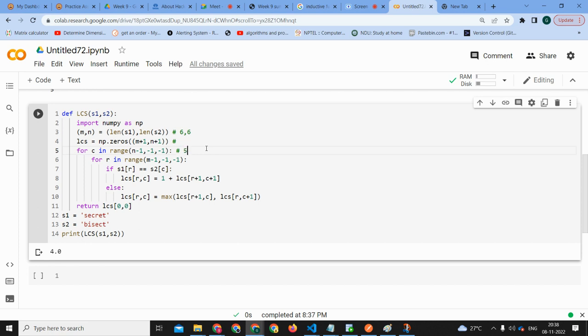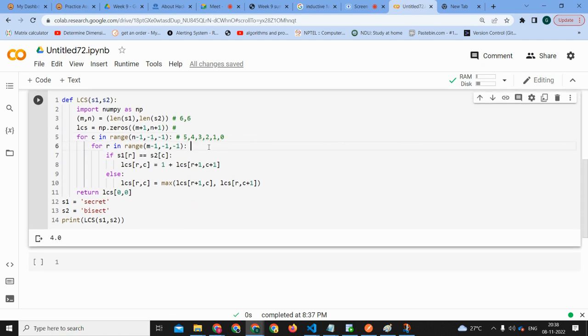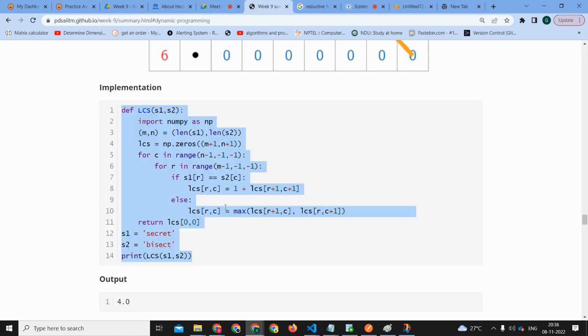Okay, so initially we are doing the same thing, I think. Yeah, in LCS we are initializing the matrix. For C in range, we are going in reverse, n minus 1 to minus 1, and the same with the rows also. So it's the same thing. If S1 of R equals S2 of C, then in the longest common subsequence, LCS of R, C equals 1 plus LCS of R plus 1, C plus 1. Correct, if it is the same. Else, we go for the max of LCS of R plus 1, C, comma LCS of R, C plus 1. Either the previous row or the next row.